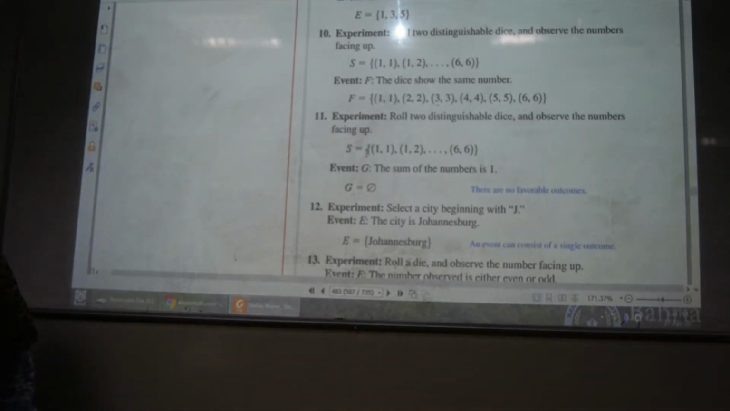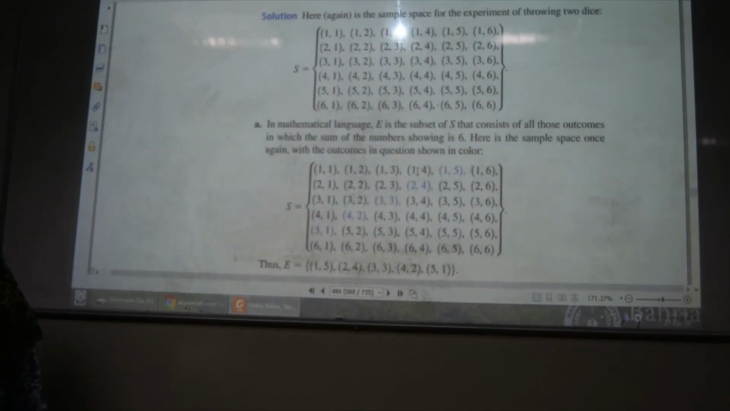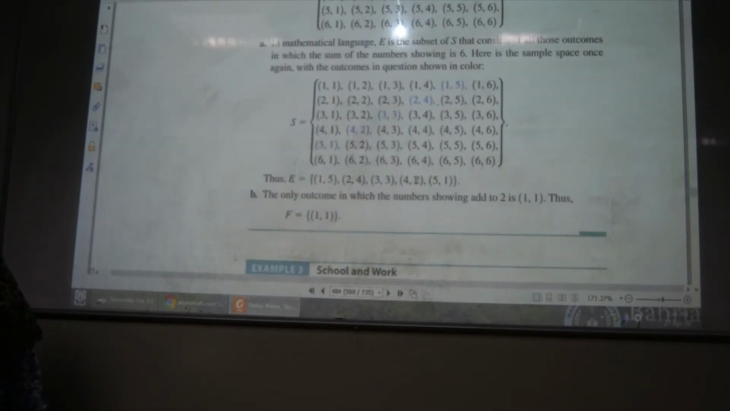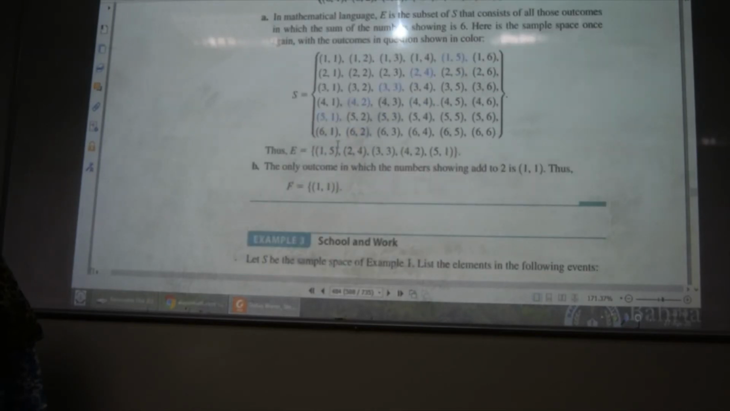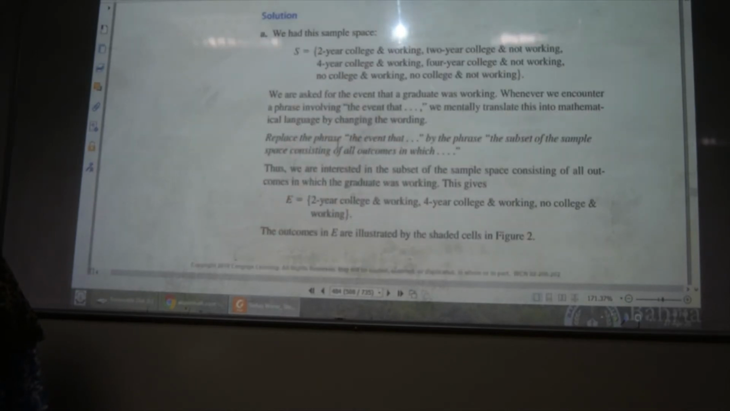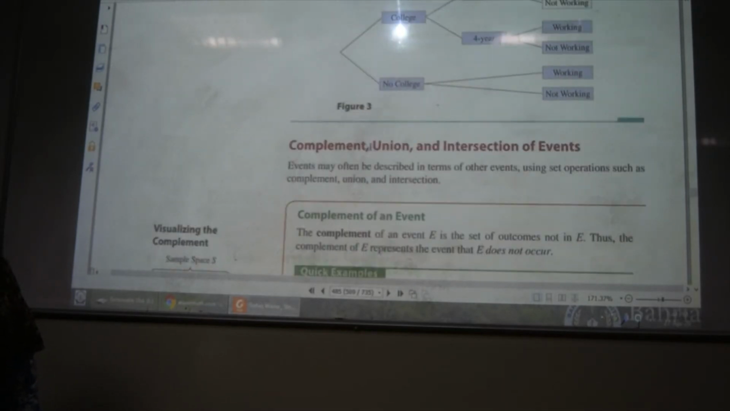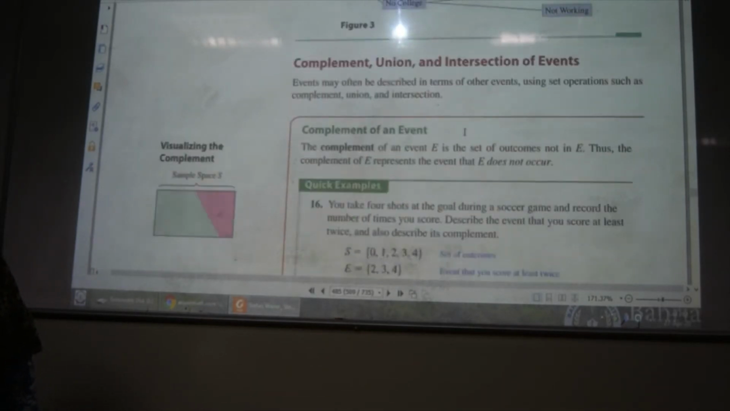Then experiment is when you take an action. I would want to explain to you all the possibilities out of whatever they want you to come up with, any kind of desirable answer or solution. Similarly, you can just look at this T diagram. I think it's not difficult. Complement, union, intersection of events.